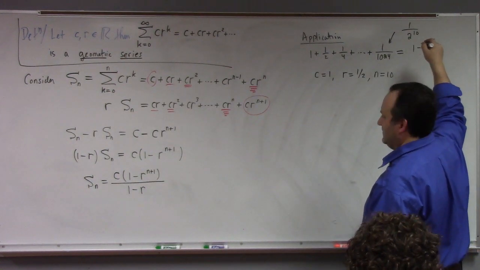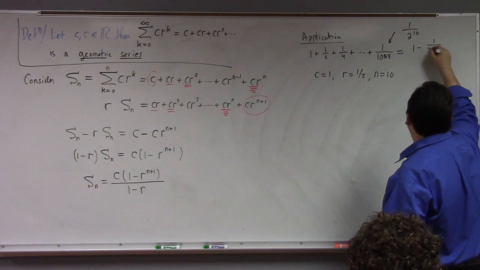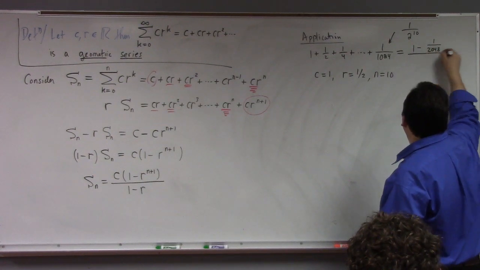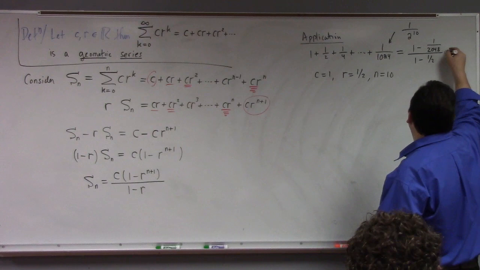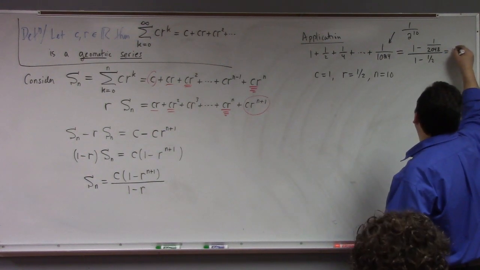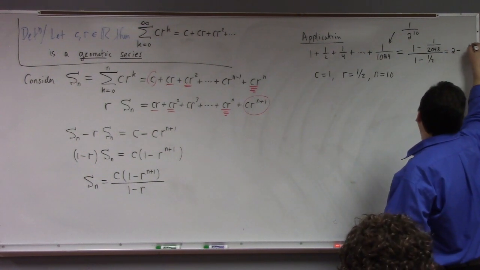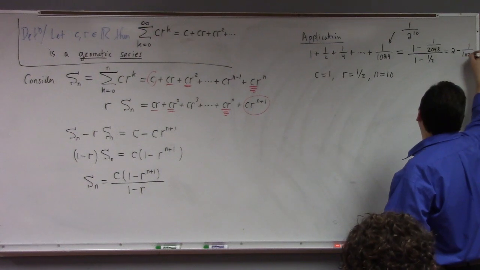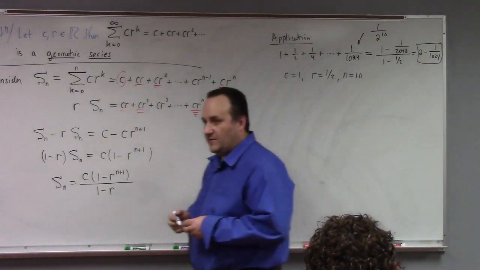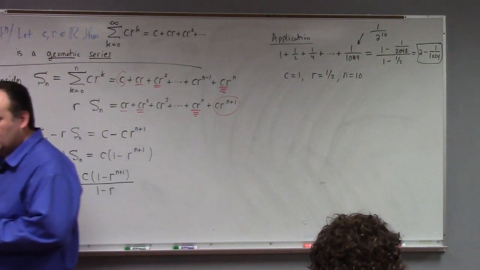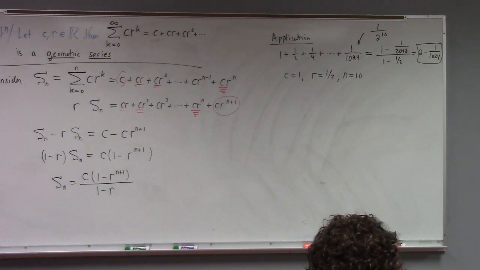Oh, wait a minute, n plus 1. So I need 2,048, divided by 1 minus a half. So there you go. It's apparently 2 minus 1 over 1,024. There's the sum of the first 10 powers of 2 in 20 seconds. That's not bad.